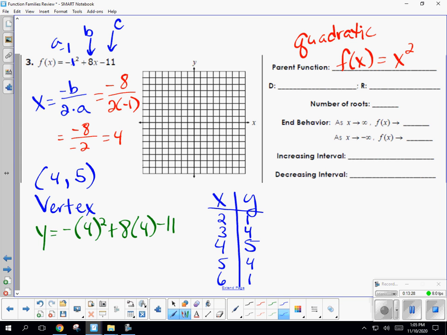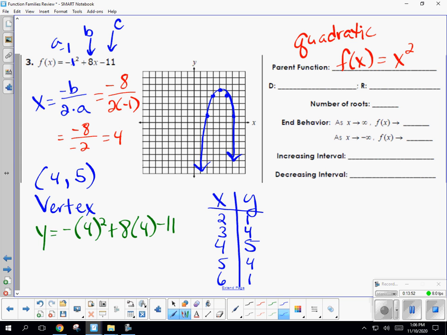4, 5. 3, 4. That point is mirrored over there. And then 2, 1. And that point is also mirrored right there. So my graph looks like so.